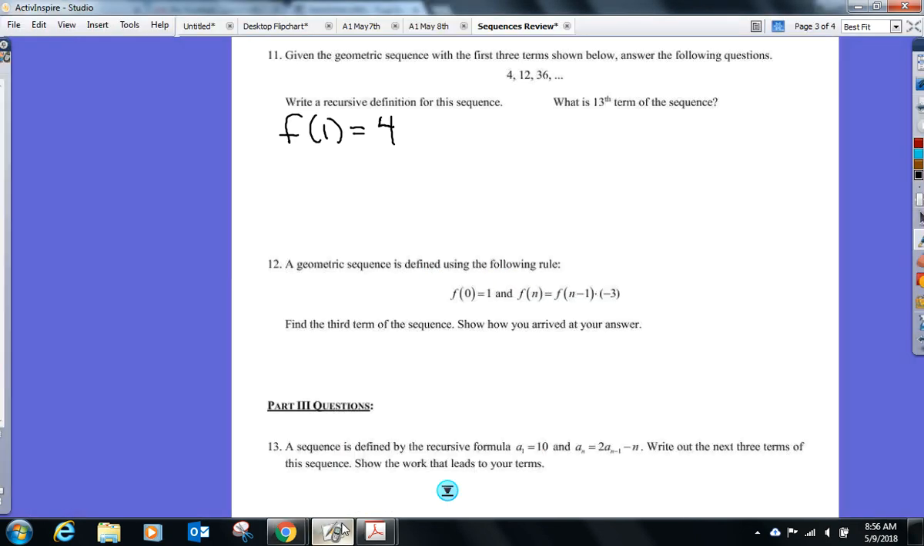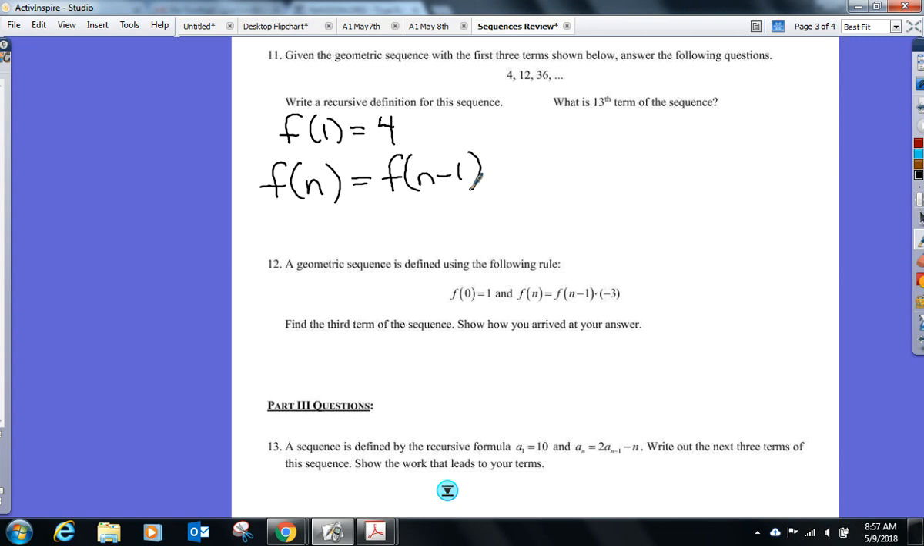How do you want to write yours? How do you want to start it? Because how you start it depends on how you write your previous term. Okay, so you're going to start with f of n, Emily. That's fine. If you start with f of n, how do you write your previous term then? F of, good job, n minus 1.